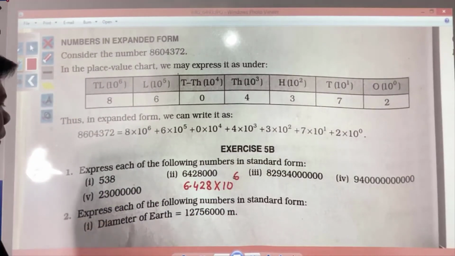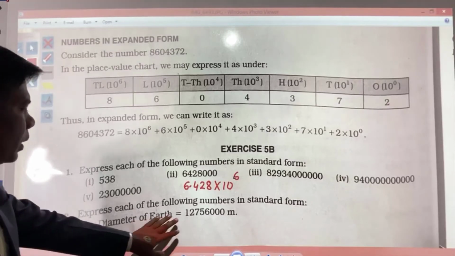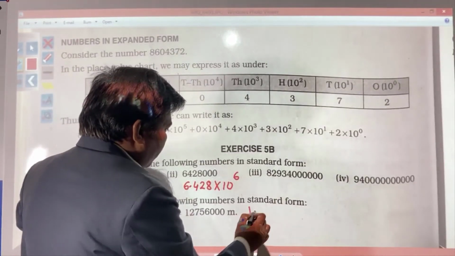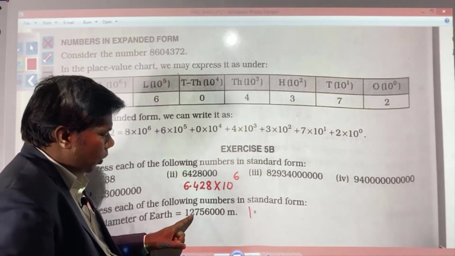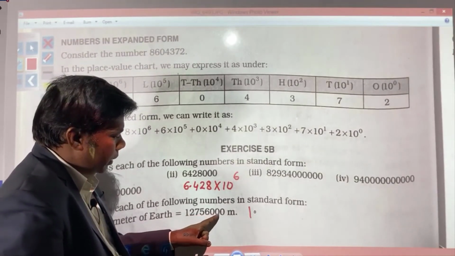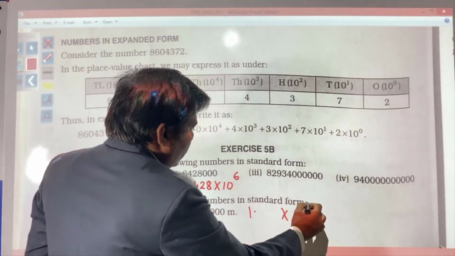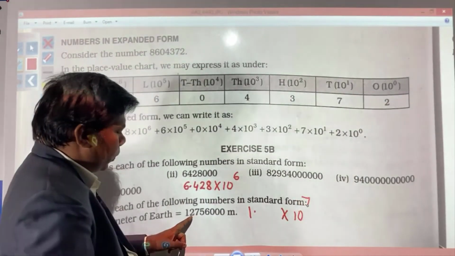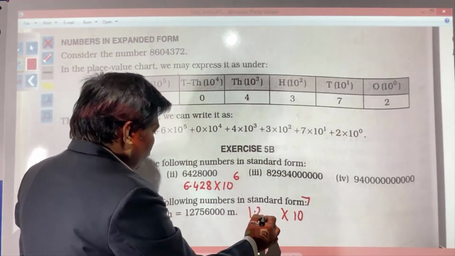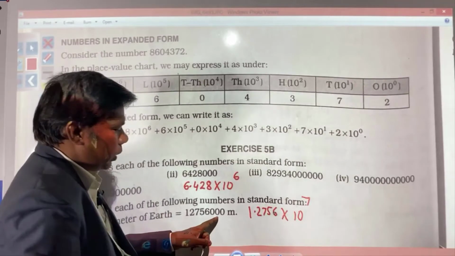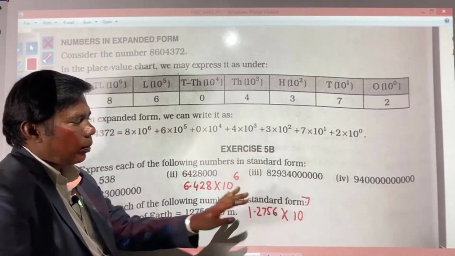Express each of the following numbers in standard form. In the same way, this is also required to be done. Just see, after 1 you put the decimal, then you count the digits: 1, 2, 3, 4, 5, 6, 7. So it should be multiplied with 10 to the power 7. And here you have the remaining digits 2, 7, 5 and 6. These zeros are not required to be written. So this will be your answer.